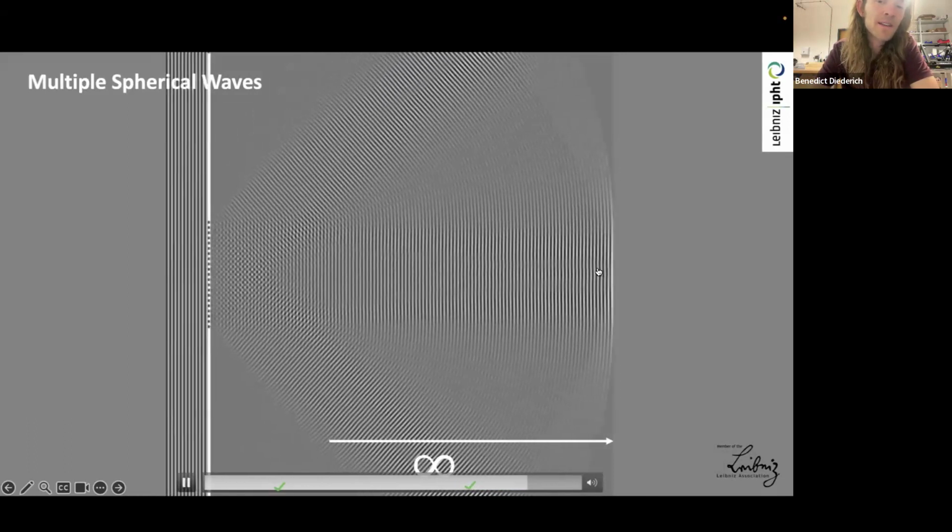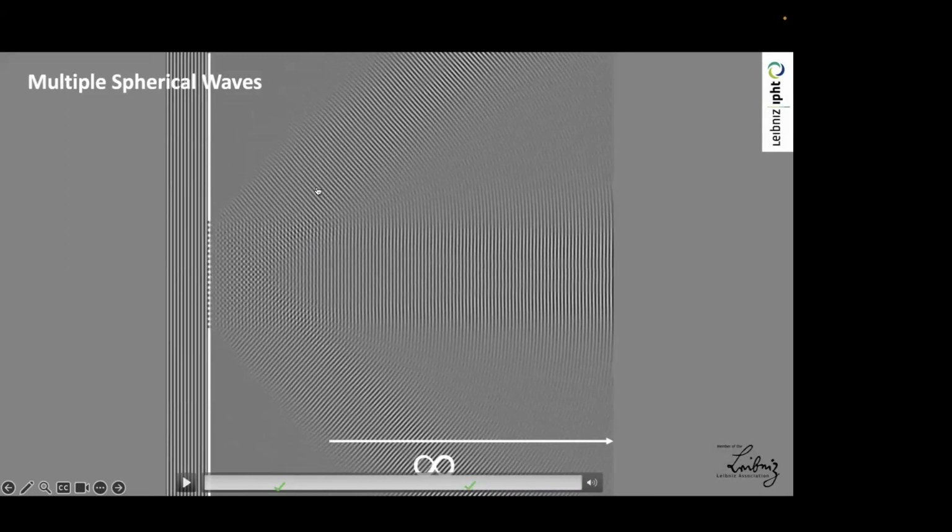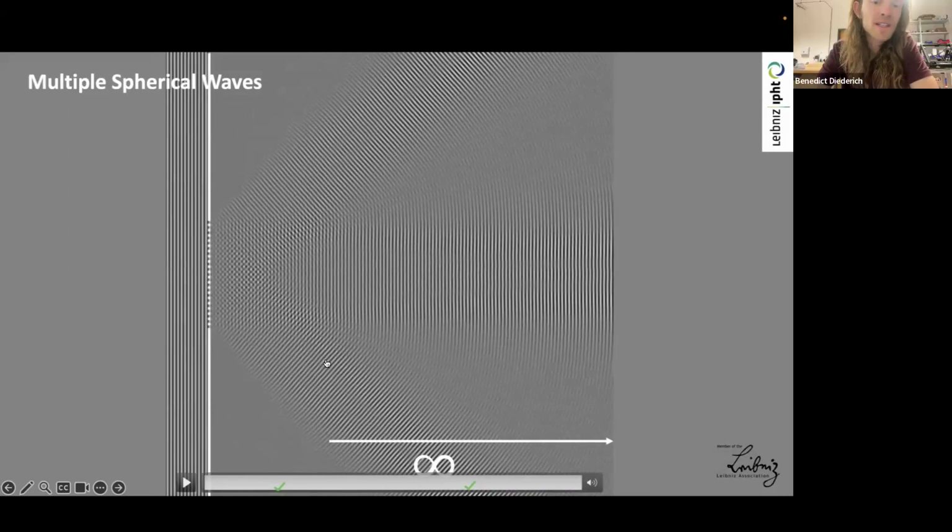So you have some brighter spot here in the center, and then one brighter line here and one brighter line here. And so this all boils down to that you have a grating and a single-frequency wave, and then the light wave is essentially diffracting at the grating here. And so what you see here is the diffraction pattern.